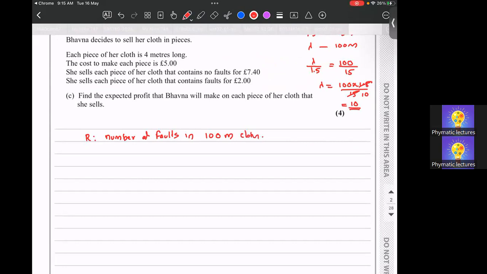100 meter cloth. Okay. So how is this R distributed? It is Poisson distributed with the value of lambda, that is 10. Correct? The value of lambda is 10.